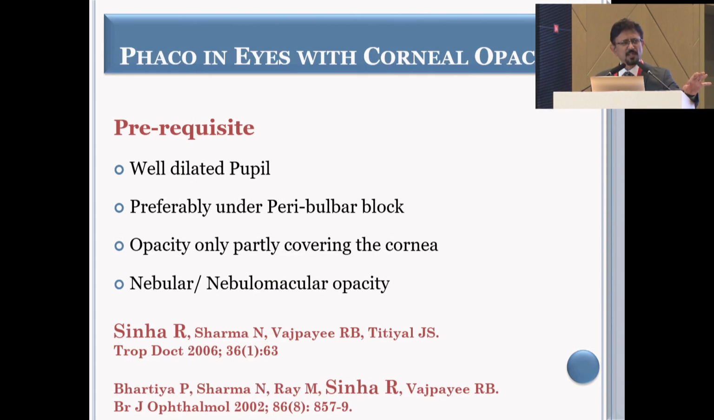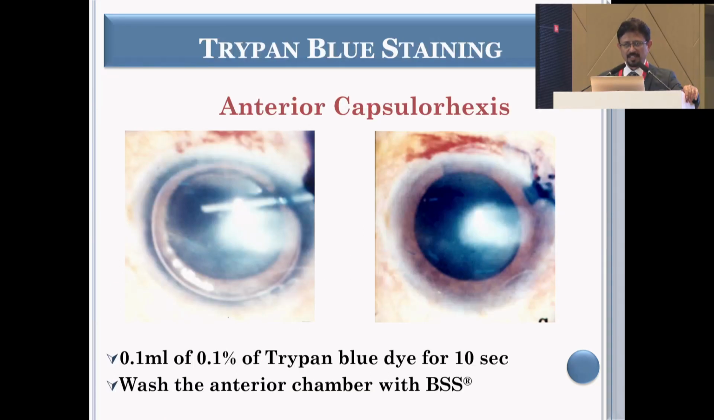One of the most important prerequisites is a well-dilated pupil. As we all do surgeries under topical anesthesia, but if there is any corneo-iridic adhesion and you have to do any manipulation of the iris, then in such cases we may do it under a block. It can be a peribulbar or sub-Tenon block.